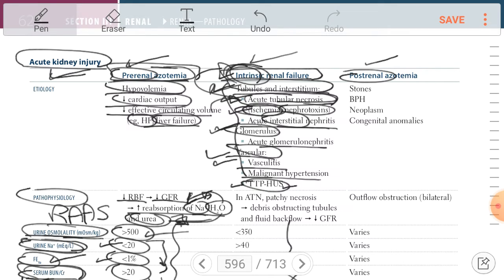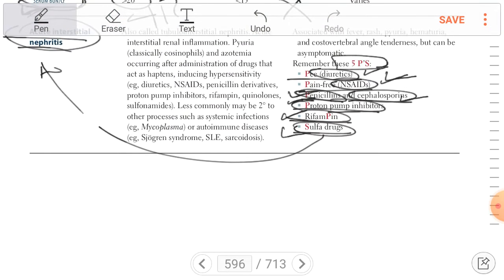So we have acute tubular necrosis due to ischemia. This is so important: granular muddy brown casts. And acute interstitial nephritis. We said the causes are diuretics, non-steroidal anti-inflammatory drugs, penicillin, cephalosporin, proton pump inhibitors, rifampin, and sulfa drugs, which will cause what?